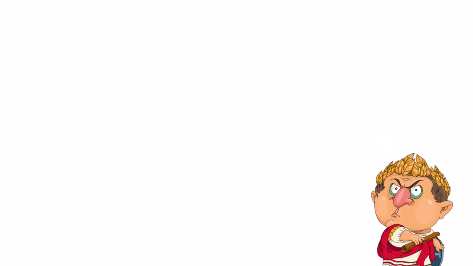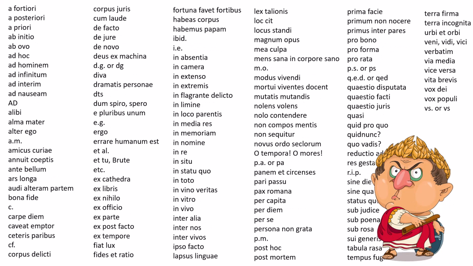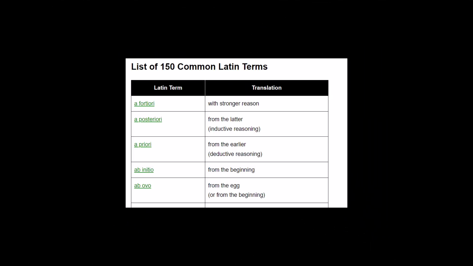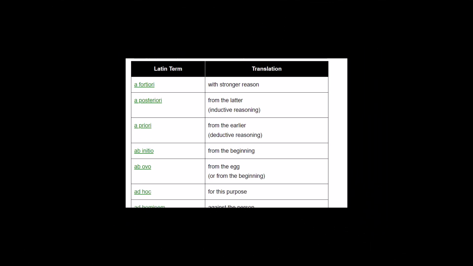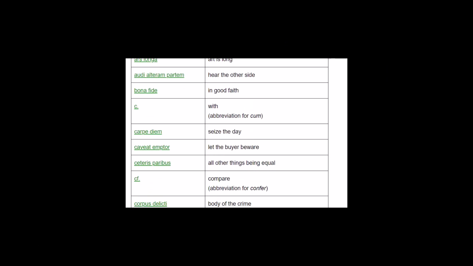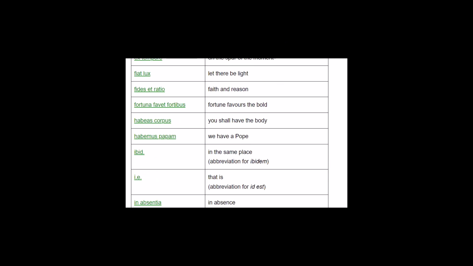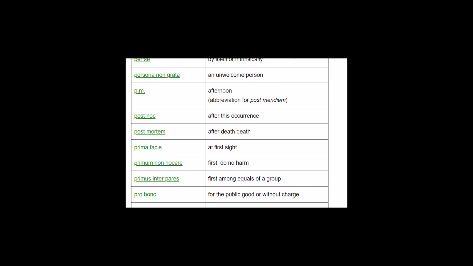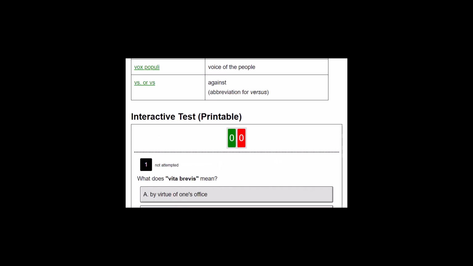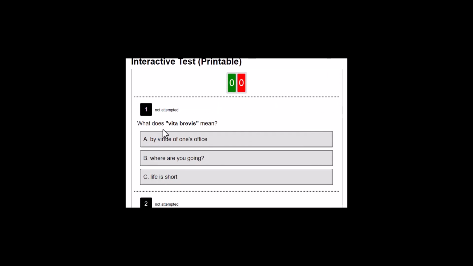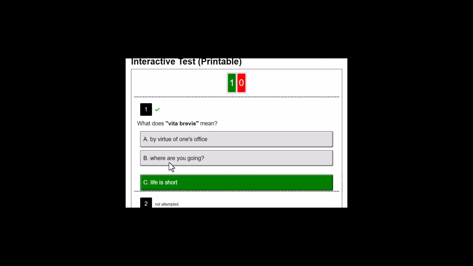Okay, we have looked at Latin terms in everyday use, academia, law, and science. On the website, there is a list of over 150 of these terms which you may come across. There is also a test on the website, and there's a link to that in the description.